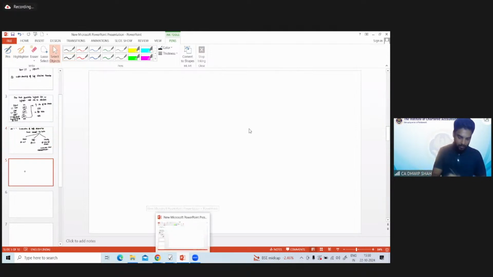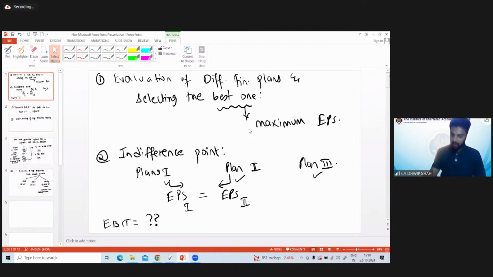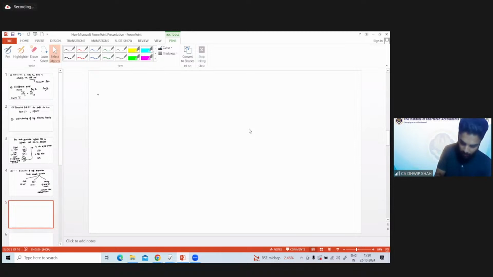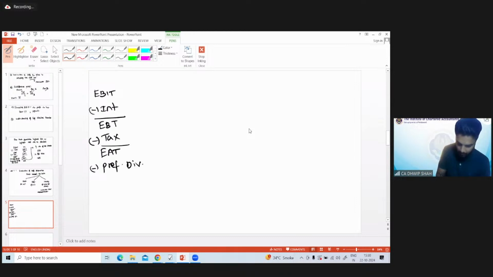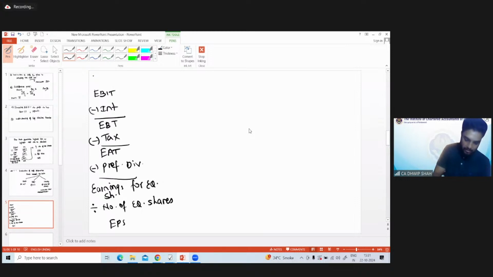Now the next step is preparing the income statement. So let's prepare that. We know the format. The format is EBIT less interest will give me EBT, less tax will give me PAT or earnings after tax, less preference dividend will give me earnings for equity shareholders, divided by number of equity shares, which will give me EPS, which is what I need to calculate in part A of question 5.